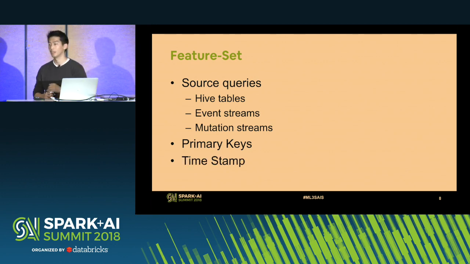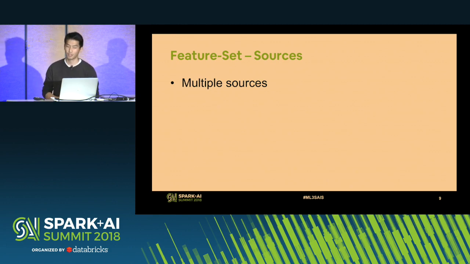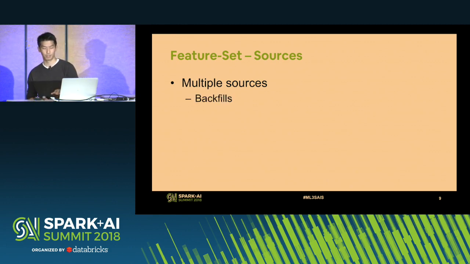And then the timestamp. Like I mentioned before, point-in-time correctness is one of the key things we focused on fixing within Zipline. And so we do have a precise timestamp that's always passed along to make sure that we can scope things to the proper windows. So the feature set can come from multiple sources.